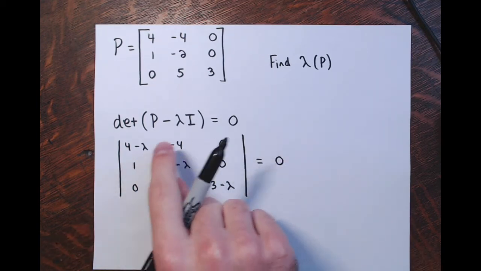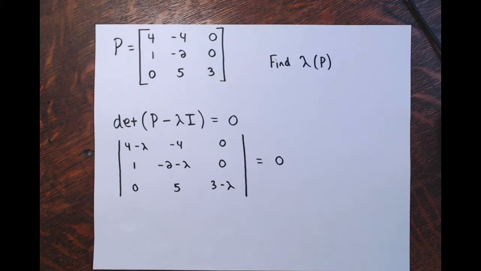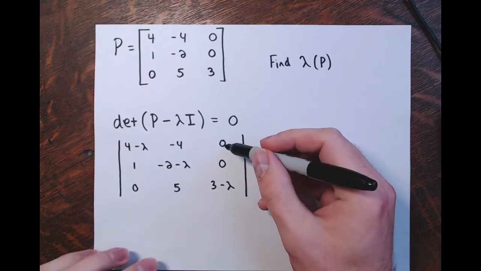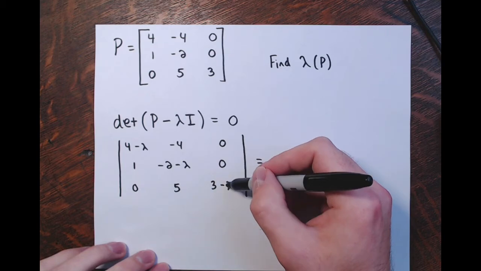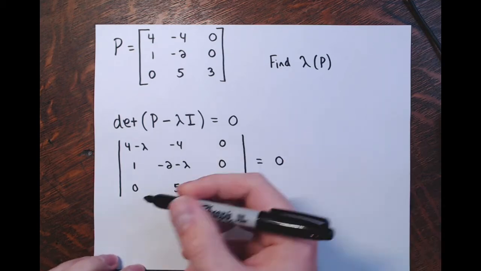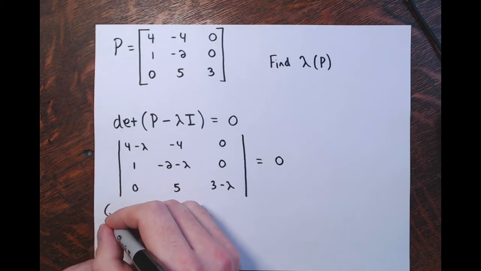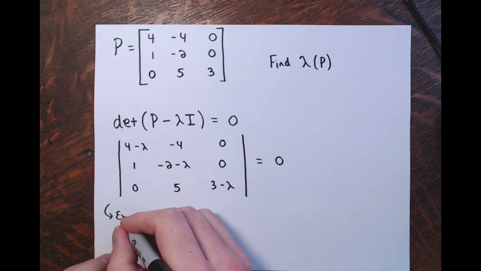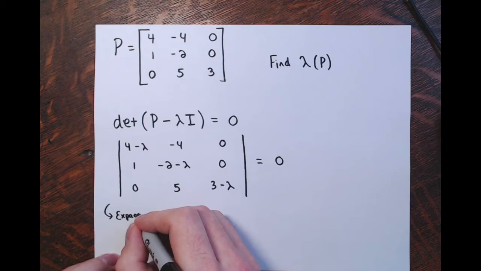Now, this is the determinant of a 3 by 3 matrix. So I'm going to do cofactor expansion down some row or some column. Now, this one's a nice one because you see that the third column has a bunch of zeros in it. So I'm going to do cofactor expansion down the third column.